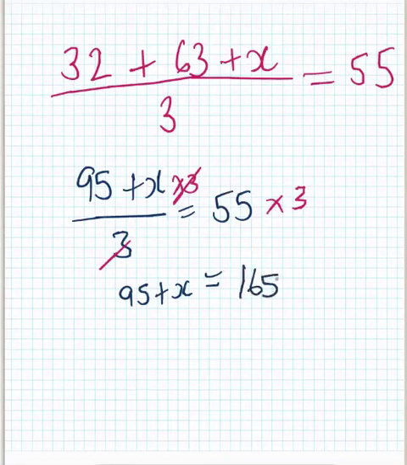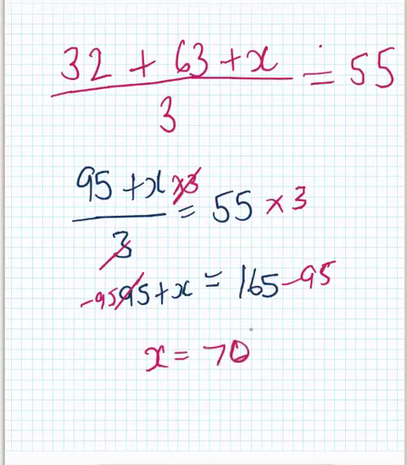And now it's a positive 95. So our last step is to minus 95, minus 95. And X will be equal to 70. And that's it. So what this is saying is, for him to get an average of 55, his next match, he must get a score of 70. And that's it. So these ones are tricky, but remember, to calculate the average, you add up all the scores and divide it by the amount of scores you have.